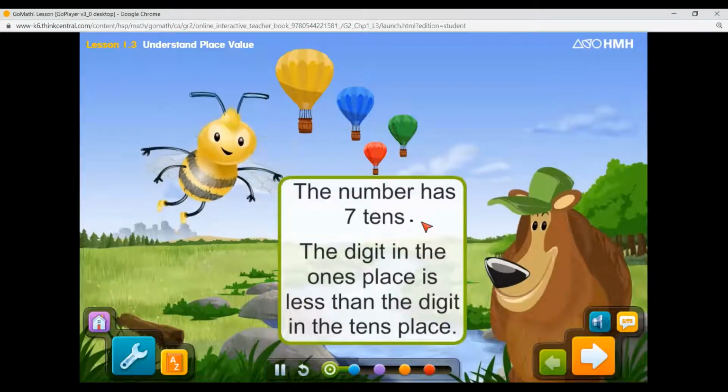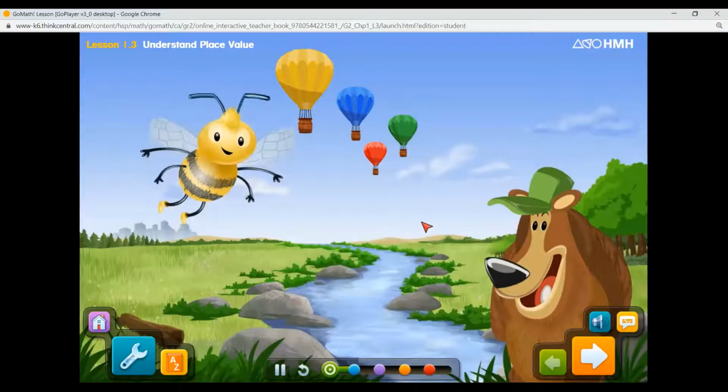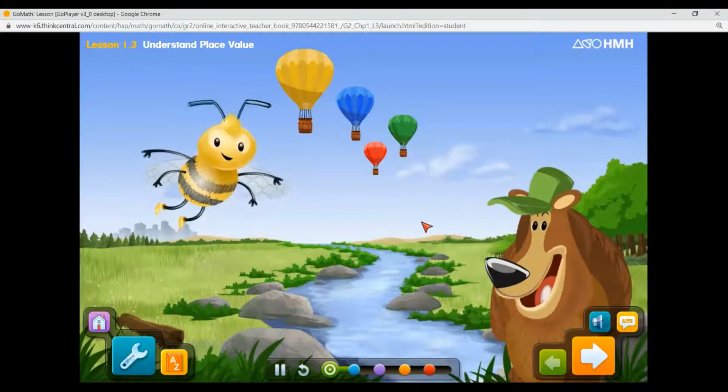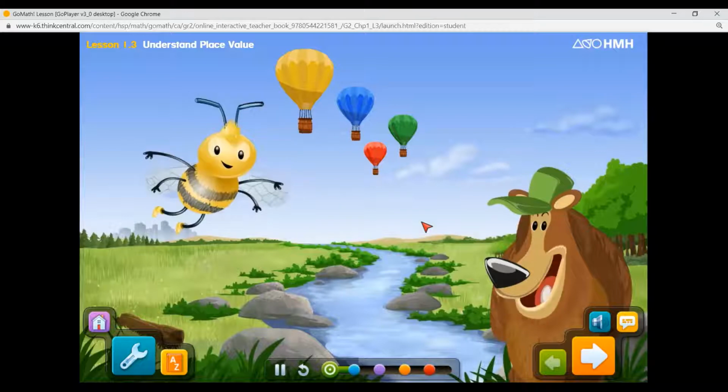Bailey said the number has 7 tens. The digit in the ones place is less than the digit in the tens place. I'm not sure what these clues mean. Maybe we can figure out the value of a digit by its place. Let's find out.